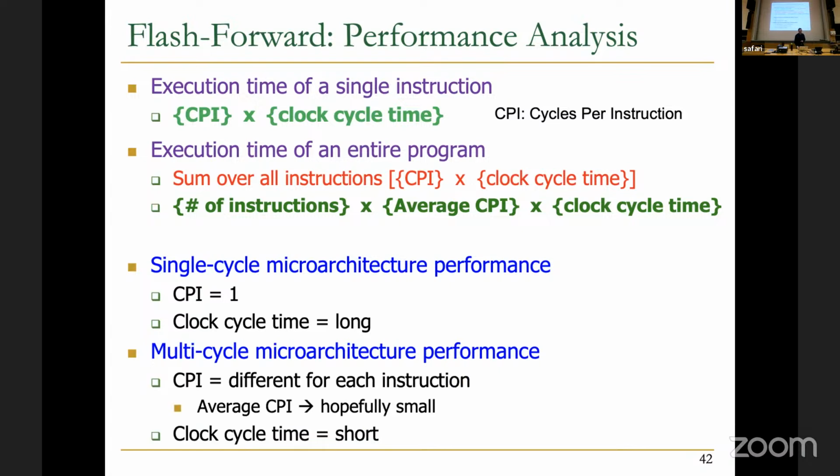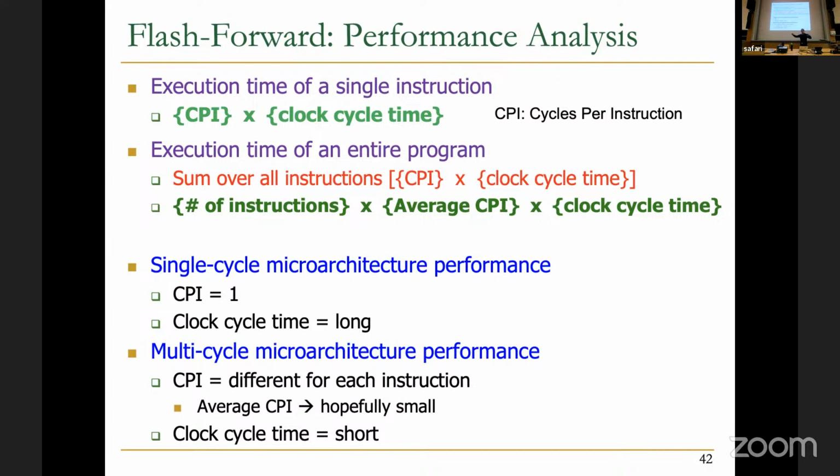Whereas a multi-cycle microarchitecture, by definition, makes CPI dependent on the instruction. Cycles per instruction is different for each instruction. And hopefully you can make the clock cycle time short. That's the purpose: you make the clock cycle time short and have different instructions take a different number of cycles to finish. And hopefully the designer can make sure the average CPI is small. It's not going to be 1, clearly, because that's single cycle at that point, but you could try to get as close as possible to 1.